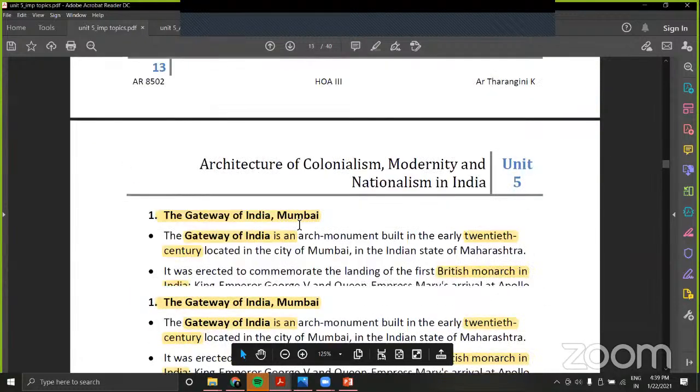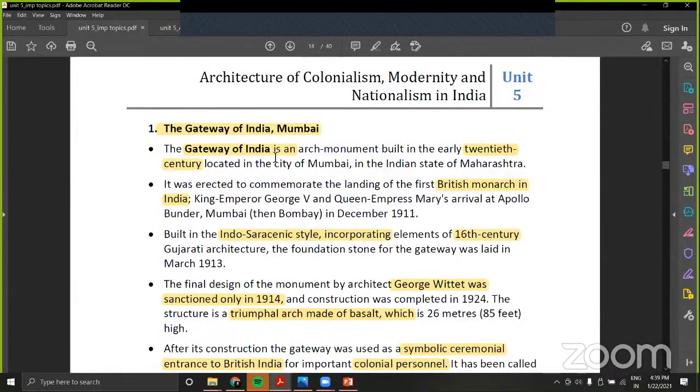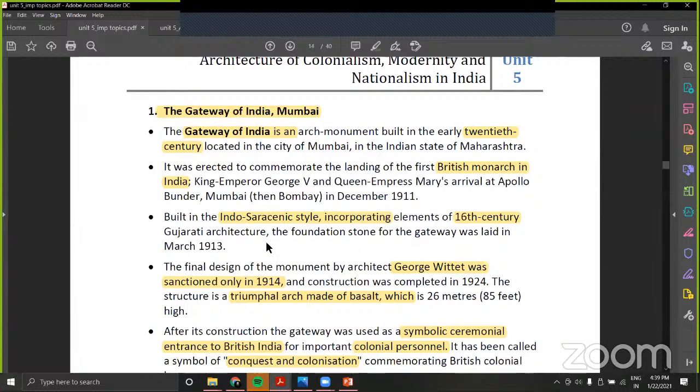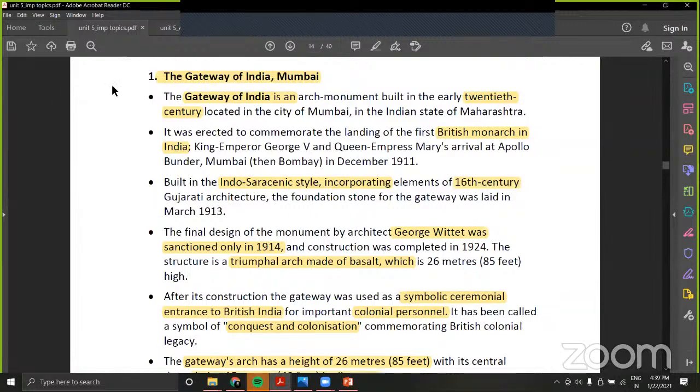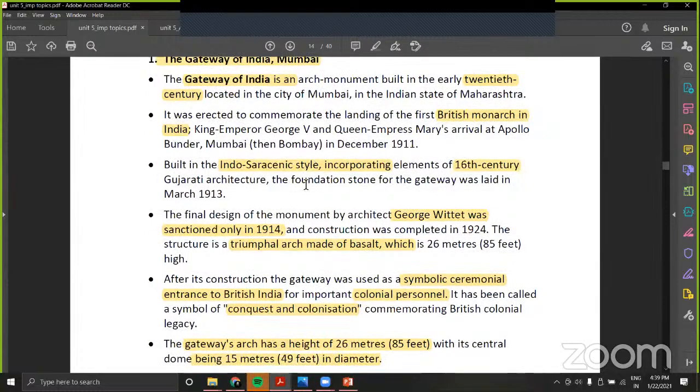We are going with the example of the Gateway of India. The Gateway of India is an architectural monument built in the 20th century, located in Mumbai, and it was erected to commemorate the landing of the first British monarchs in India, King Emperor George V and the Queen Empress. It was built in the Indo-Saracenic style, incorporating elements of 16th century architecture. As I told you, they followed the Indo-Saracenic style in this building. Just know when it was constructed, that is December 1911. That is enough, I think.